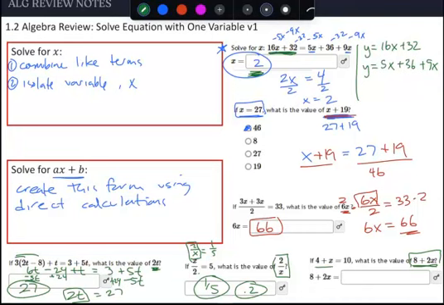You could subtract 4 from both sides. You get x is equal to 10 minus 4, or 6. And then you can write it as 8 plus 2 times 6. Well, 2 times 6 is 12, plus 8, and that would give you your answer, 20.